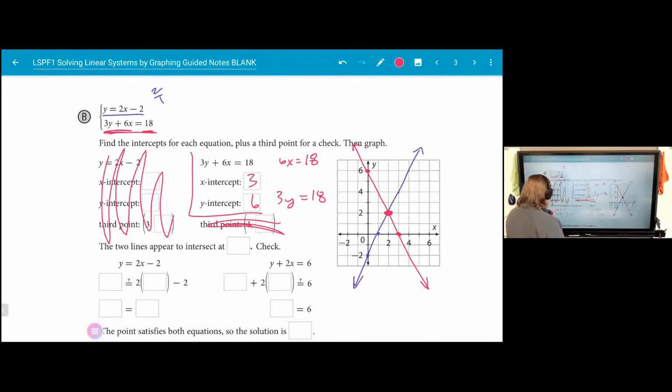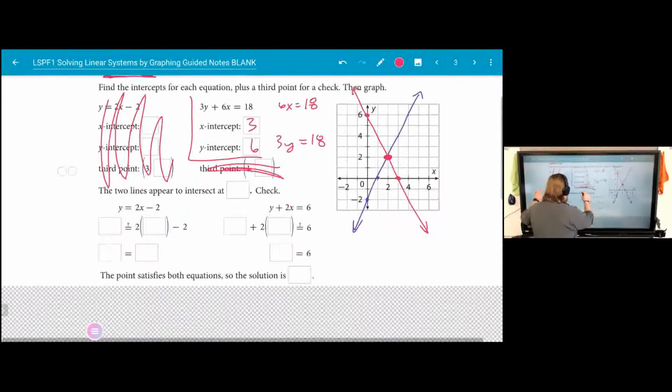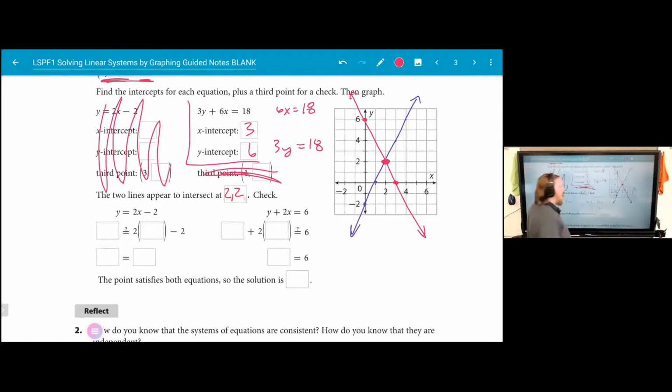That point right there, they appear to intersect at (2, 2). I'm proud of myself right now. That looks pretty darn good. Now we need to check. This is what's beautiful about this target: checking your answers is efficient.